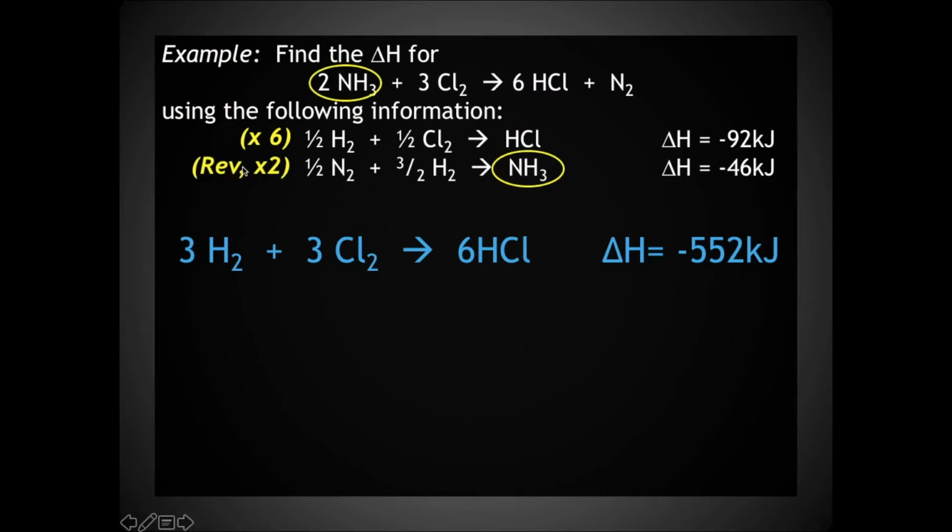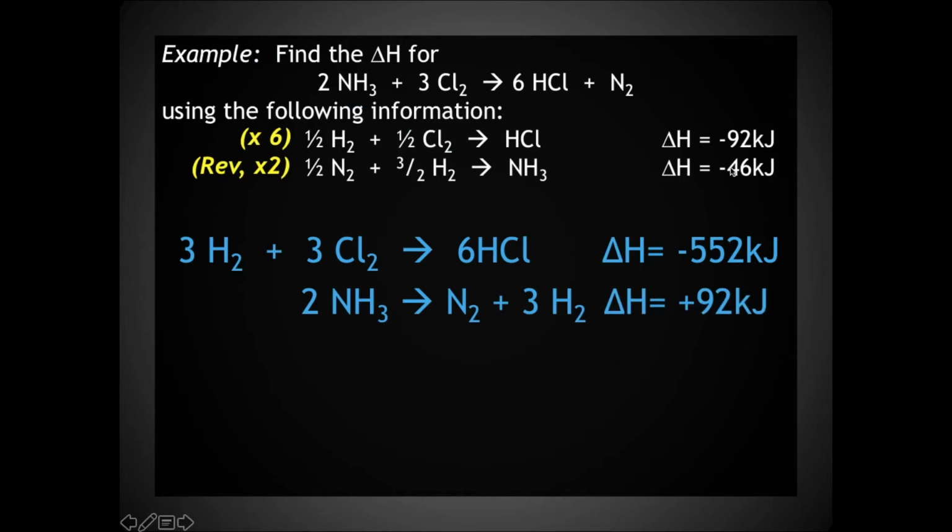So we will reverse it and multiply it by 2. We have to do the same thing to its heat, its delta H. So we're going to have to reverse it, which means make this a positive 46, and then multiply it by 2. Okay. Now we need to add these two equations.